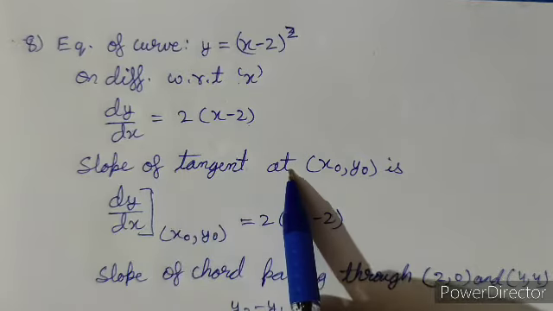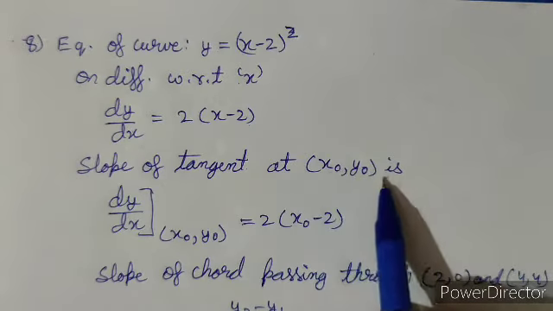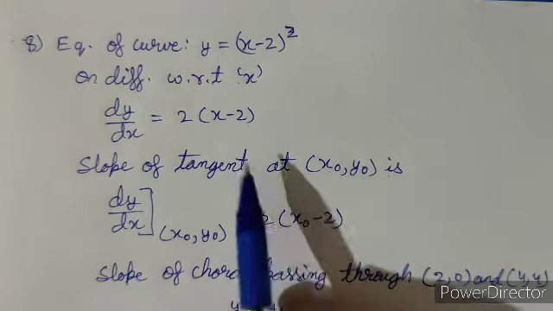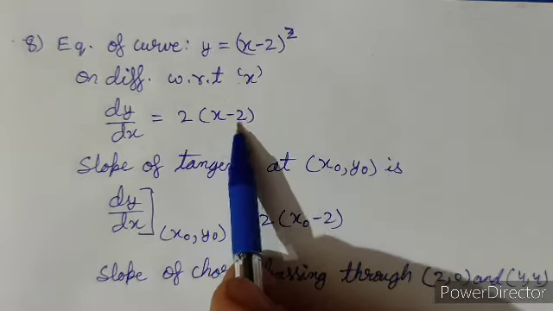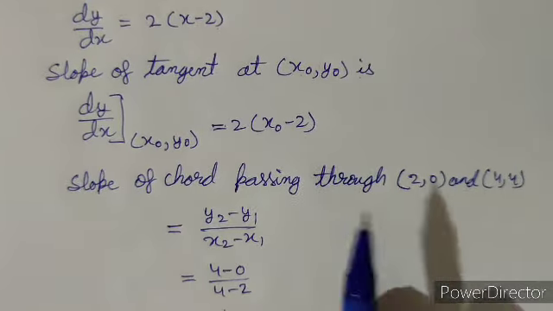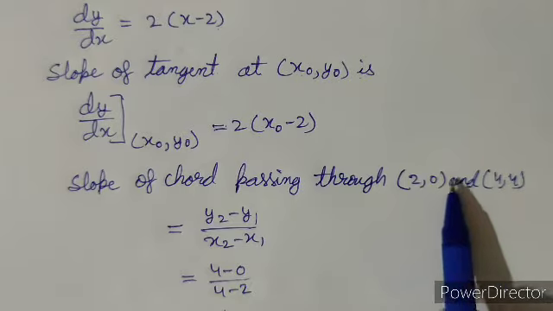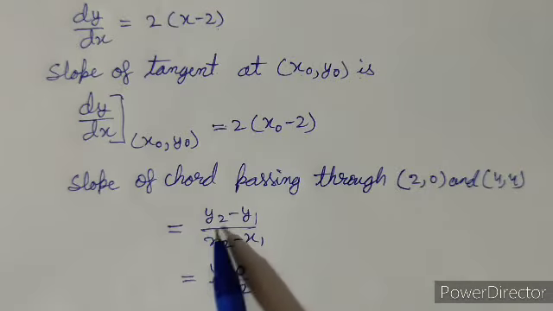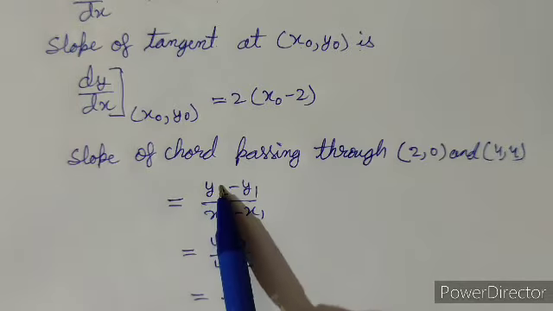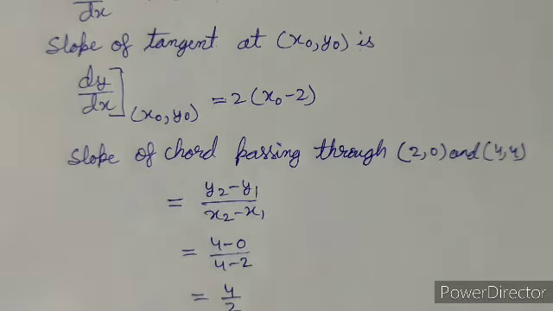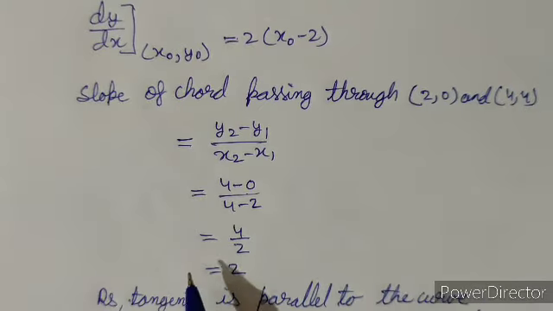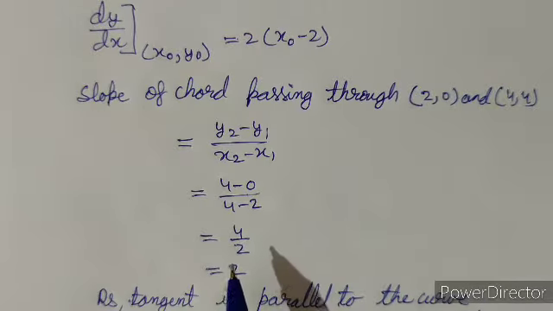The slope of the tangent at point (x0, y0) is given by dy/dx at (x0, y0), and that will be equal to 2(x0 - 2). Now, the slope of the chord passing through the points (2, 0) and (4, 4) will be equal to (4 - 0)/(4 - 2) by the formula (y2 - y1)/(x2 - x1), and that will be equal to 2.